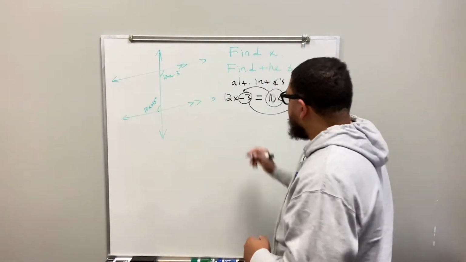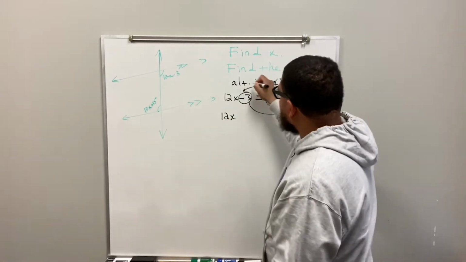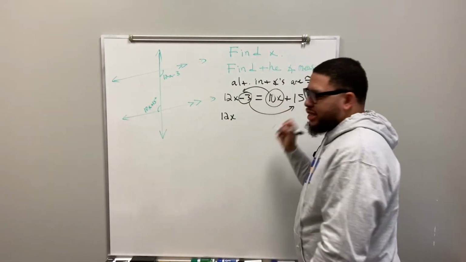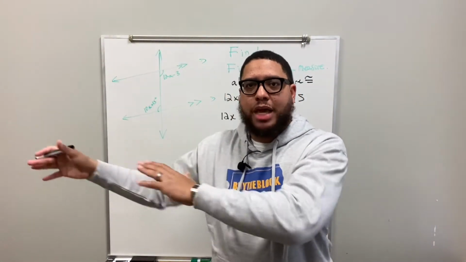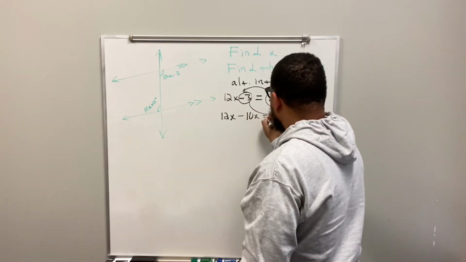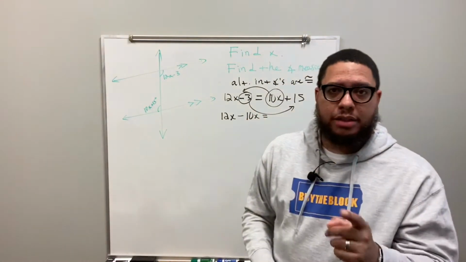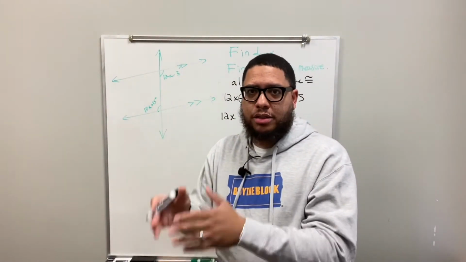This 12x was already over here, so it stays the same. The 10x moves over to the left. It's not positive no more. It used to be positive, but when I slide it over to the other side, it becomes negative. So now it becomes minus 10x. Remember that. Switch the side, change the sign. Pause the video and write that down. Switch the side, change the sign.